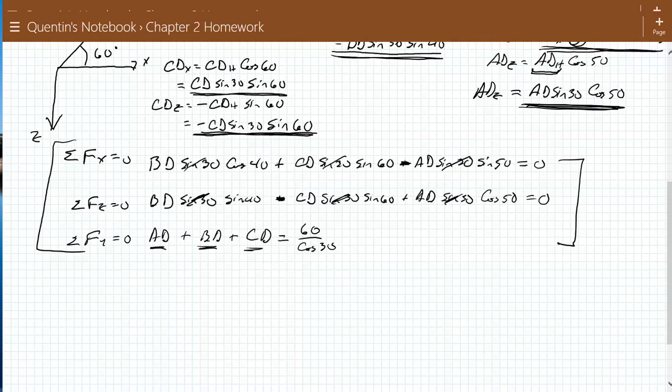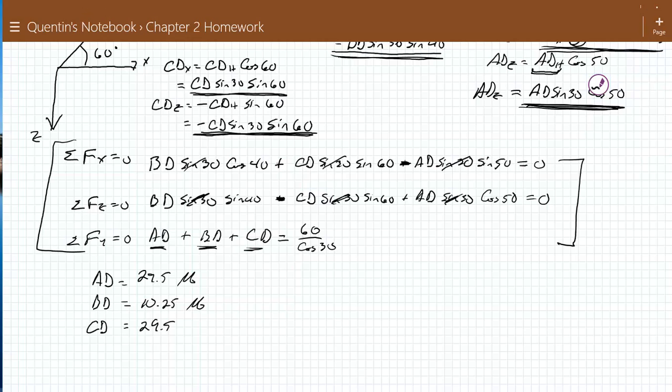It turns out that AD is equal to 29.5 pounds. BD is equal to 10.25 pounds. And CD is equal to 29.5 pounds. So that is how you do it. So that's your final answer.